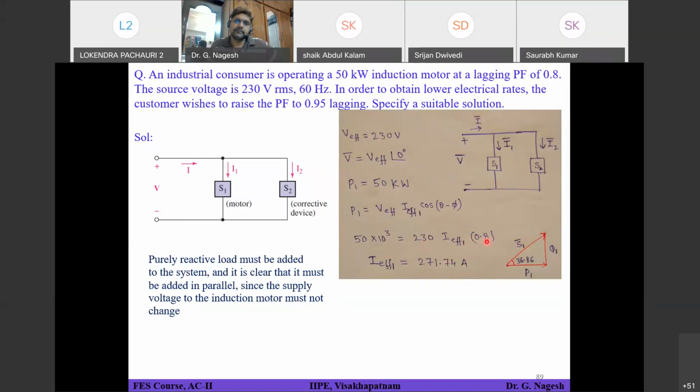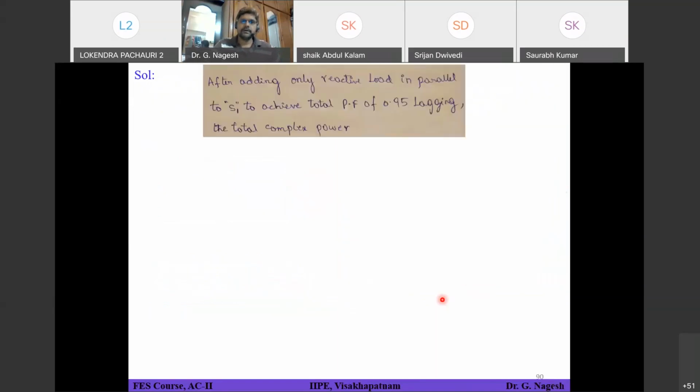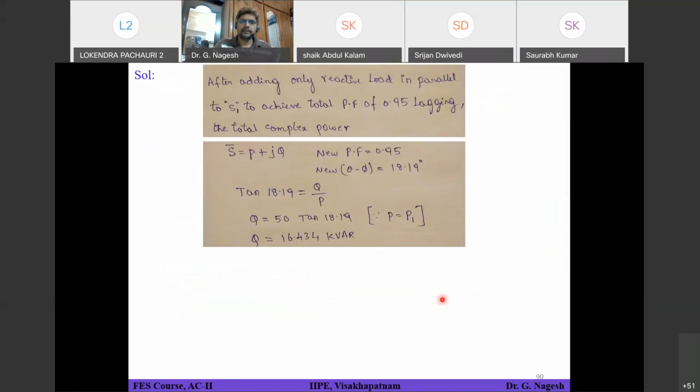But in the second scenario, you don't know the current. If you want to use that formula, we'll first find out the current, since you know the voltage. Okay, so we are here. I have asked you a question. Find out the reactive power Q2. What could be the Q2 value?